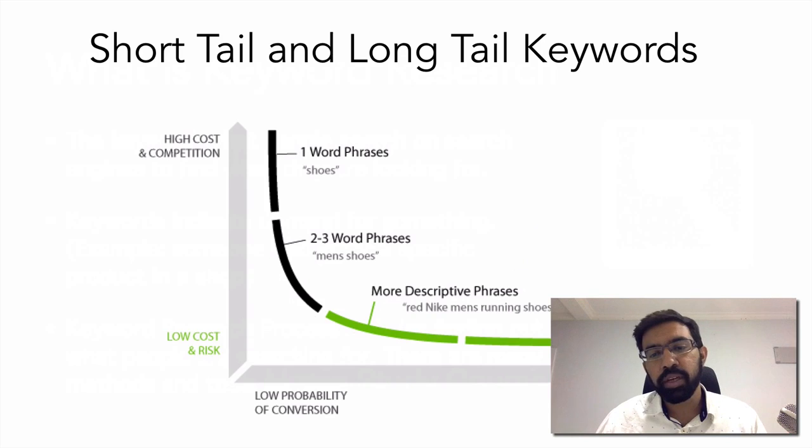The more specific it gets, the number of keywords that are available in long-tail will be much more. For example, for the word shoes, there are not many variants. There are maybe a few variants such as boots or men's footwear. But when you look at more descriptive phrases like long tail keywords, let's say red Nike men's running shoes, there could be something like black Nike men's running shoes. There could be something like black Reebok men's running shoes.